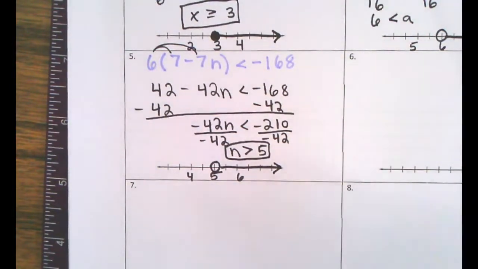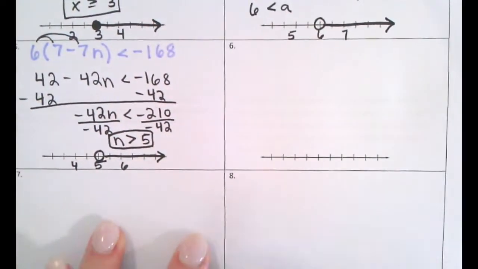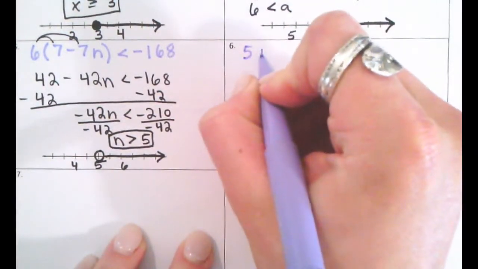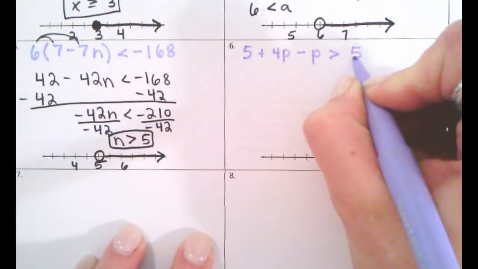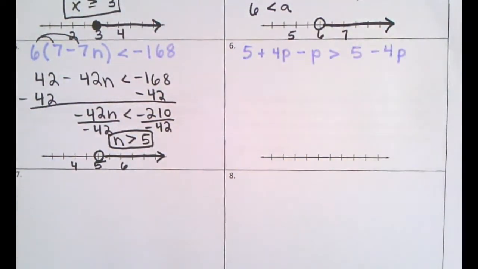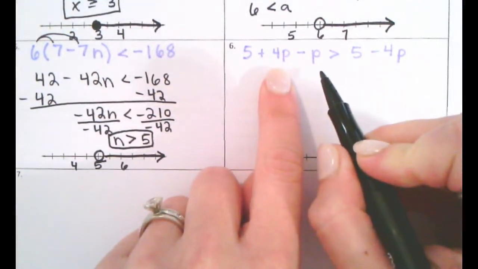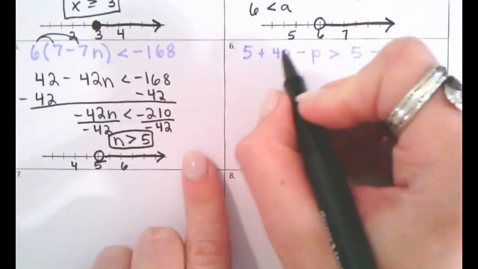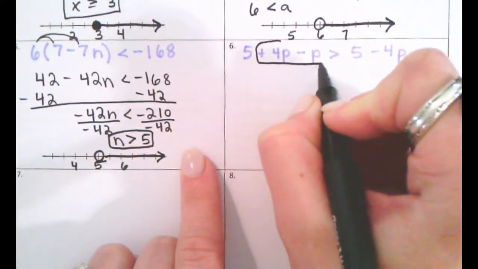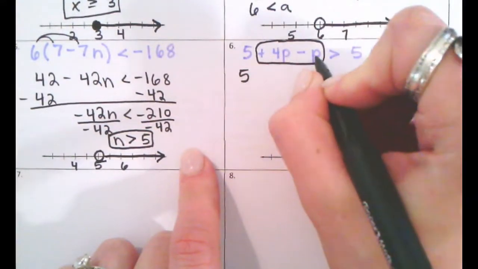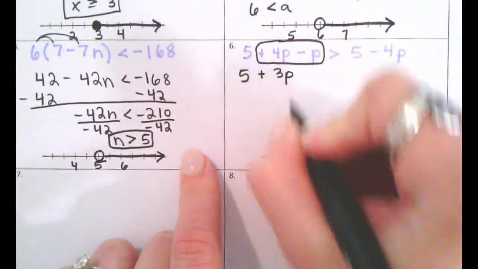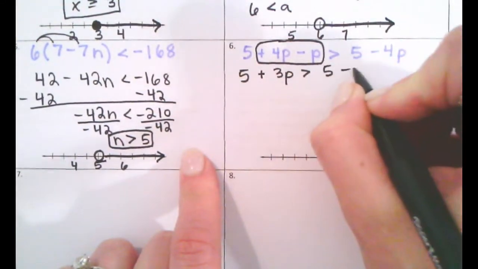All right, let's get to the next problem. Number 6, 5 plus 4p minus p is greater than 5 minus 4p. Now, two things I want you to notice here, similar to our equations, is we have variables in 3 different spots. The first thing we're going to do is get it in one spot on this side of the equation. So the first thing I'm going to do is combine my like terms. So I have 5, and 4p minus p gives me a positive 3p is greater than 5 minus 4p.